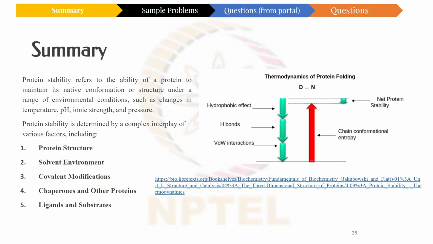Protein stability is determined by the complex interplay of various factors, including protein structure. The folding of protein into its native conformation is a result of a delicate balance between the attractive forces and repulsive forces among the amino acid residues. The structure of a protein is stabilized by a variety of interactions such as hydrogen bonds, disulfide bonds, van der Waals interactions, and hydrophobic interactions.